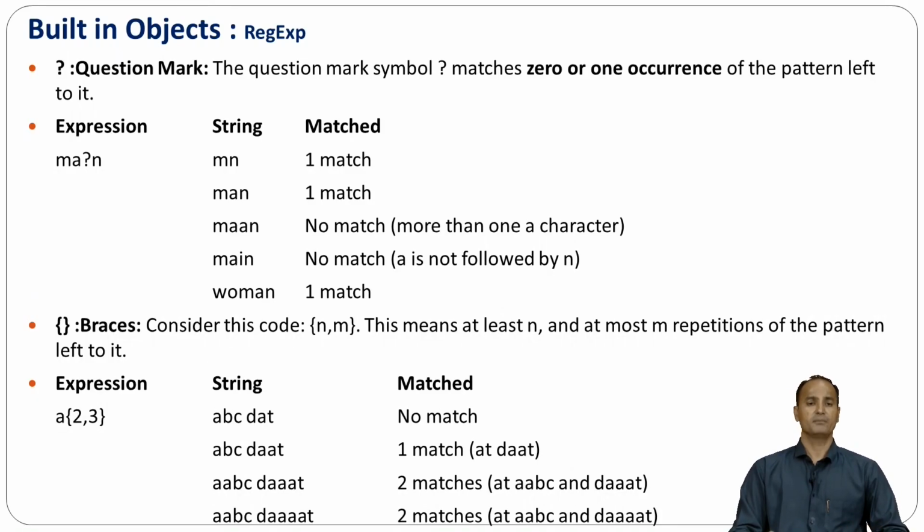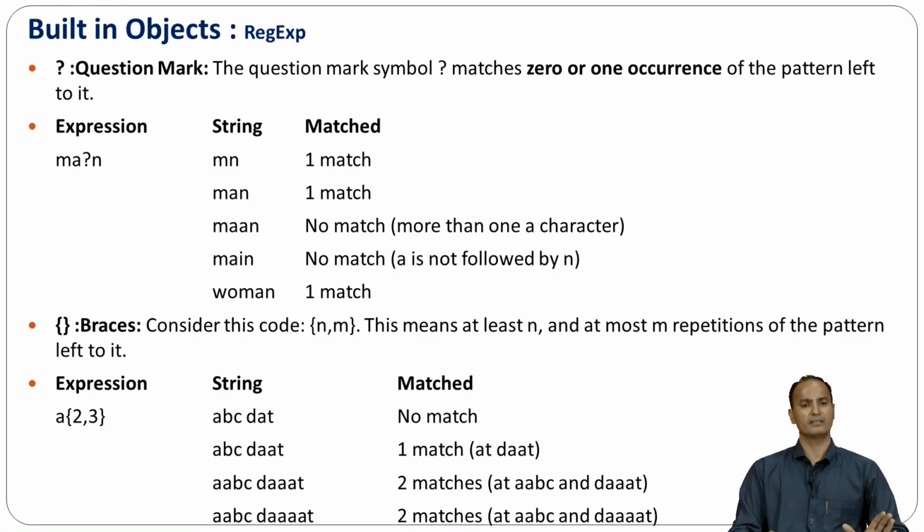Then after that, curly braces. Consider this code: curly bracket n comma m. This means at least n and at most m repetitions of the pattern to the left of it. Okay, so minimum and maximum, in short, we can say.